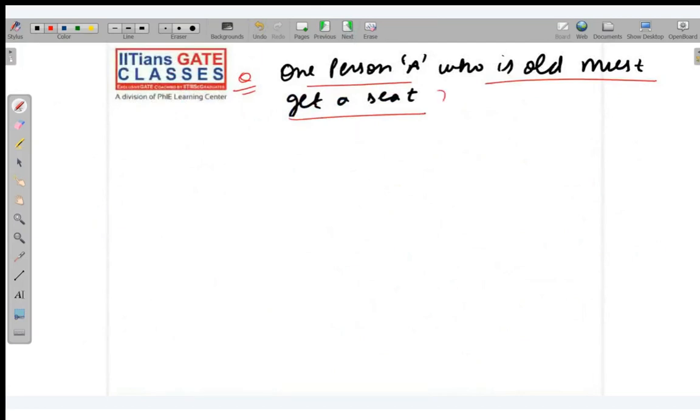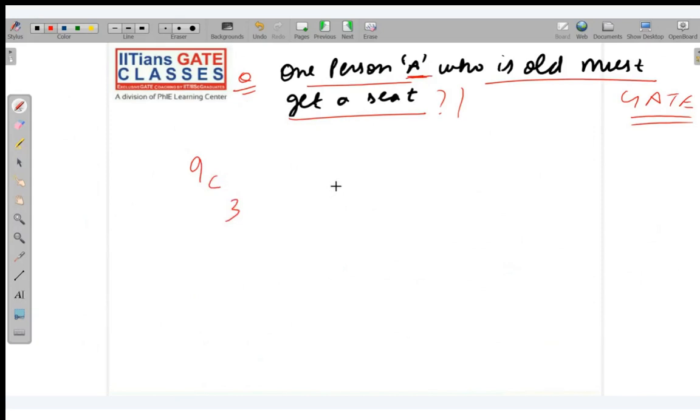So how will you solve this kind of question? These types of questions come in GATE, because now we have applied some constraints. One person A must get a seat. That means from the 10 persons, one person A is already gone. So 9 persons are left. From these 9 persons, you will choose only 3, because person A is already chosen. Now after choosing 3 persons, and A is also there, in total you have 4 persons.